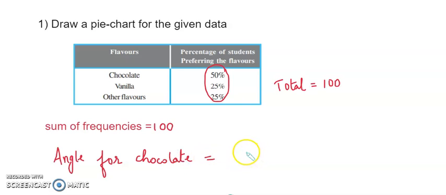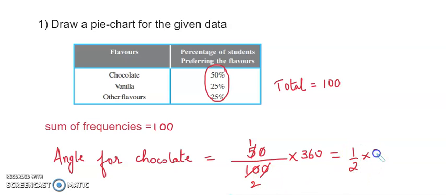So what we'll do, the actual number of people who love chocolate from the table is 50, which is called the individual frequency. Divide by the total, multiplied by 360, right? Now this will end up having a 2 here and a 1 here. 50 divided by 100 is going to be half. So half of 360 will be 180 degree, correct? So angle for chocolate is 180 degree.